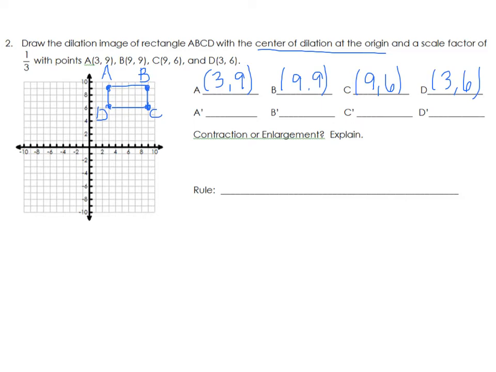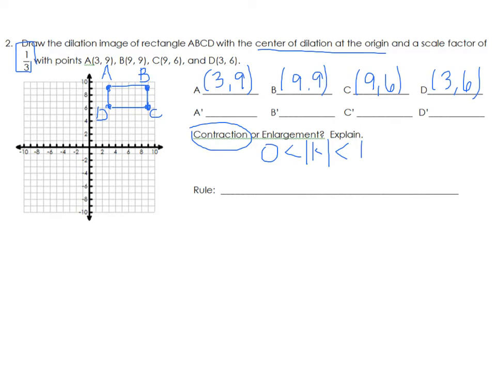So since the scale factor is 1/3, then that means this is going to be a contraction. And again, you can write in words that it's a contraction because the scale factor is between 0 and 1, or you can use the notation the absolute value of k is between 0 and 1. I don't care either way, it doesn't really matter.